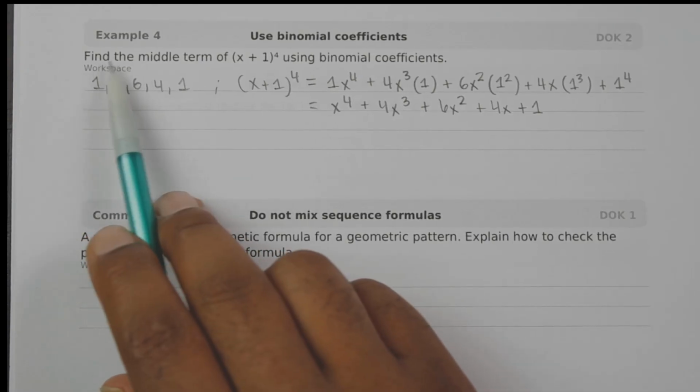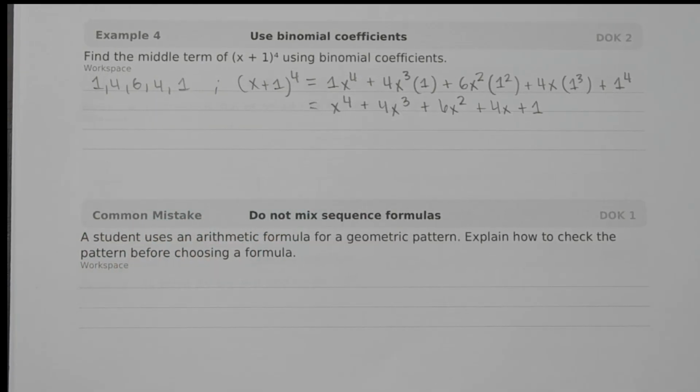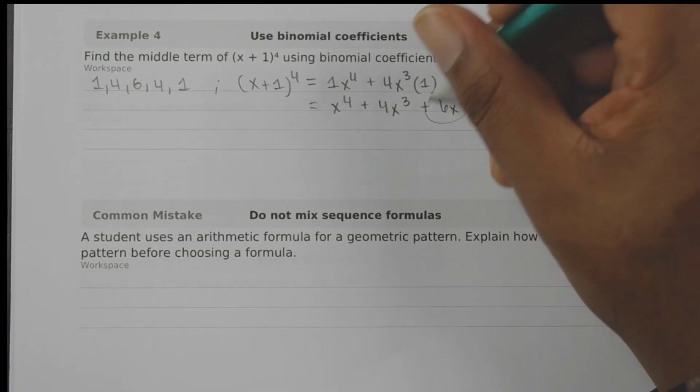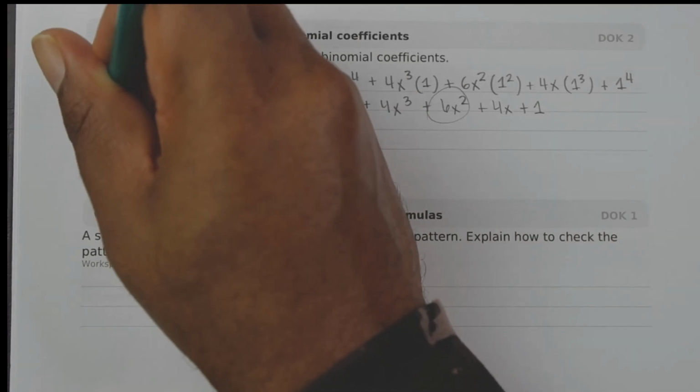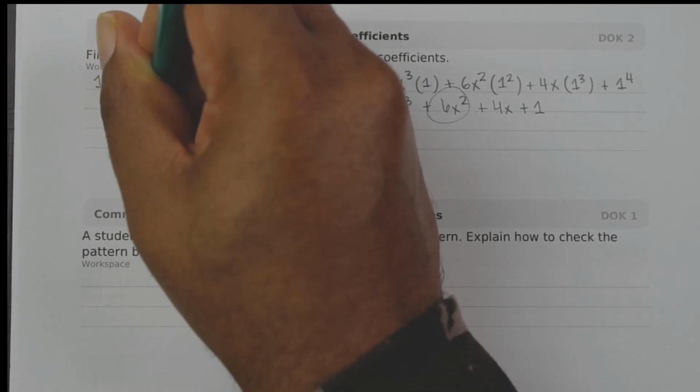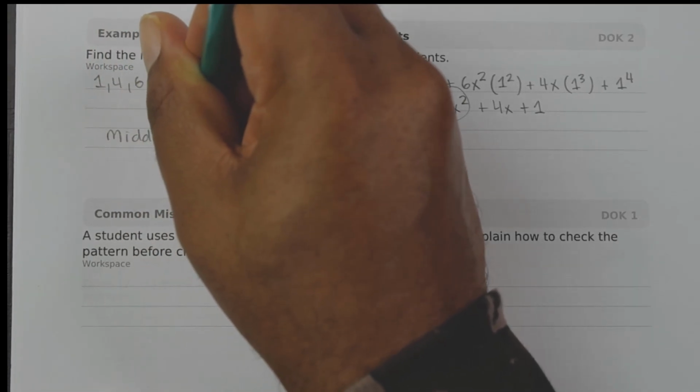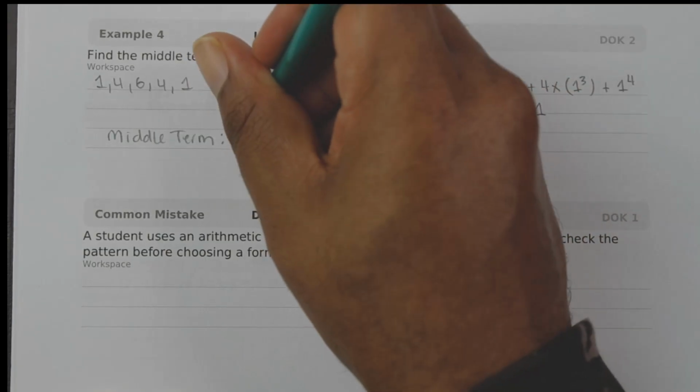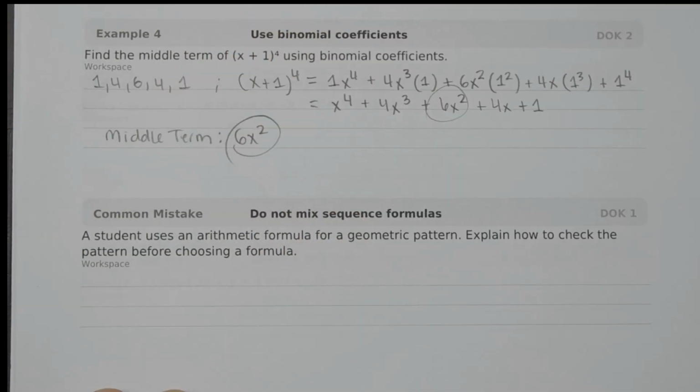The 3rd term is the middle term. So it says find the middle term of this. So the 3rd term is the middle term. That middle term would be 6x squared. We do not need to focus on every term to answer the question, but writing the expansion makes the middle term easier to identify.